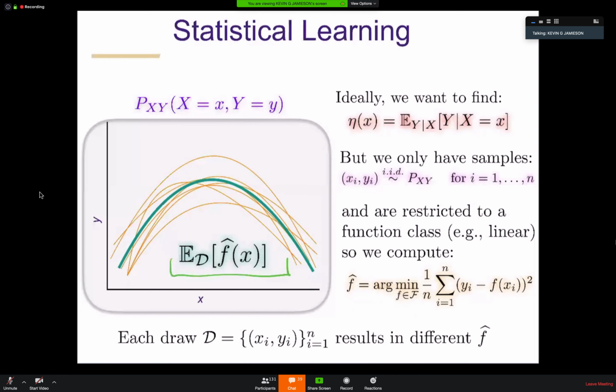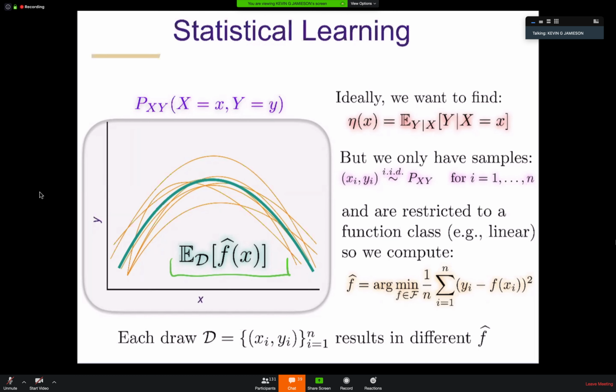And that's what's denoted here in green. It is what I would expect to see: the expected value of f hat in expectation over the data sets that I could have seen. Now, this is never observed. We never get to see what the expected value of f hat of x is, because it requires taking an expectation over all possible data sets. And if we could do that computation, then we'd know what the probability distribution is.